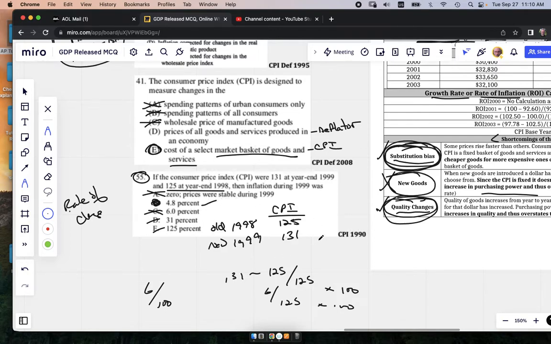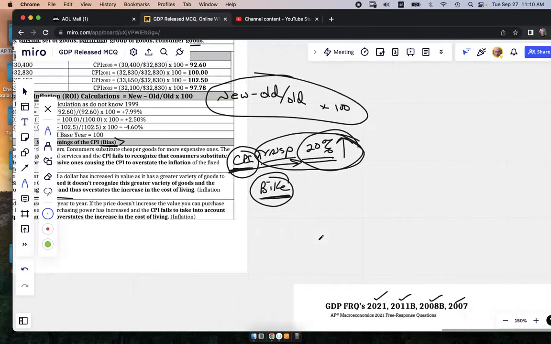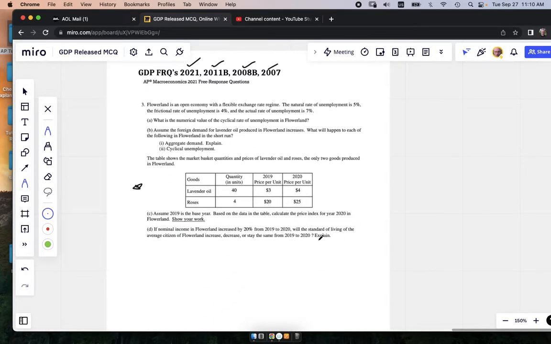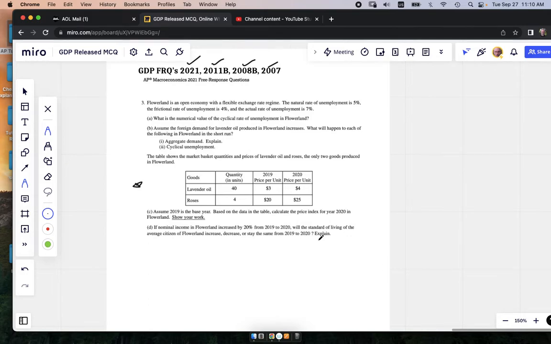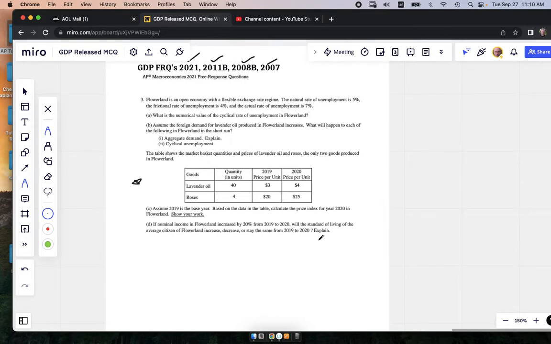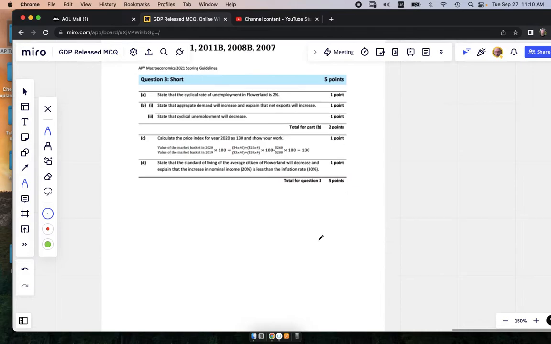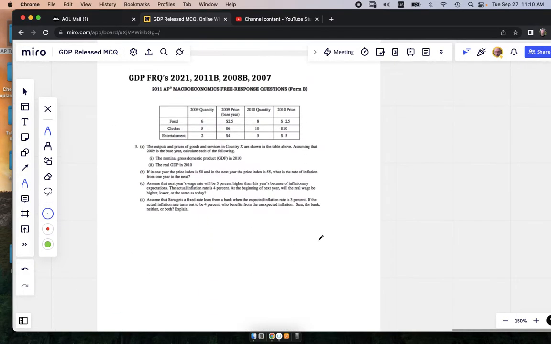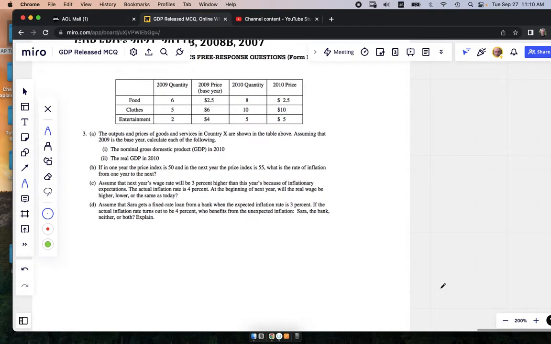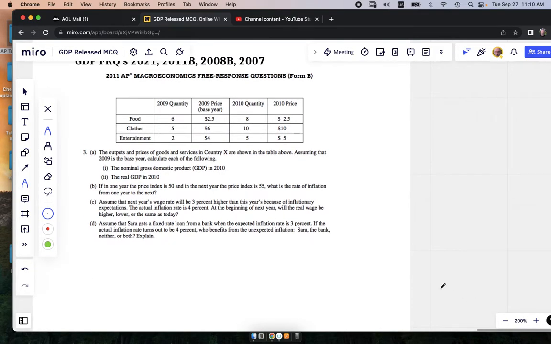These are the only 3 I have, but we're going to do a couple FRQs here. You should do them all. This one has a little bit, 2021. Let's not do that one. Let me make this a little bit bigger. All right, so this is like what we've had in the past. Take a look at part A.